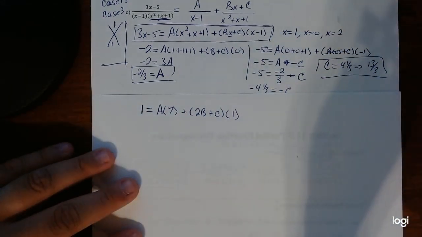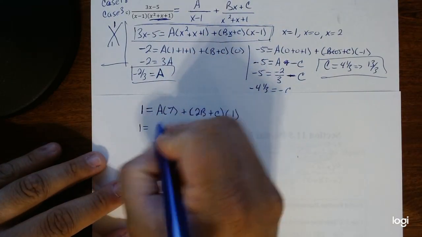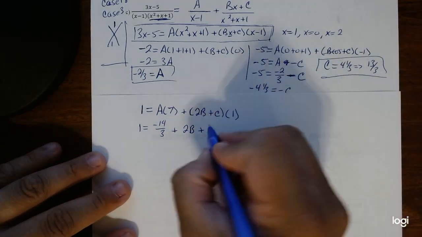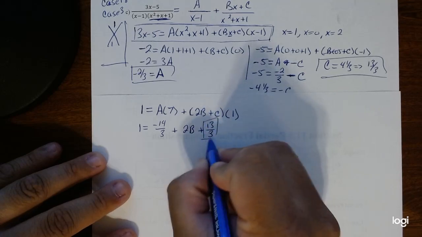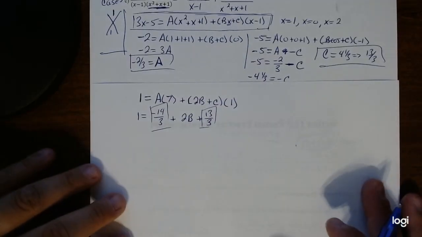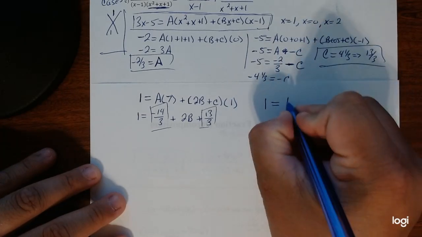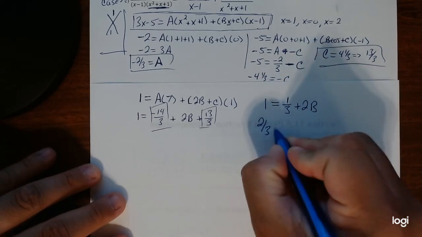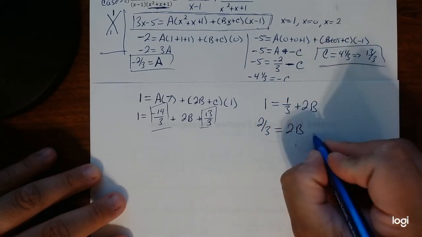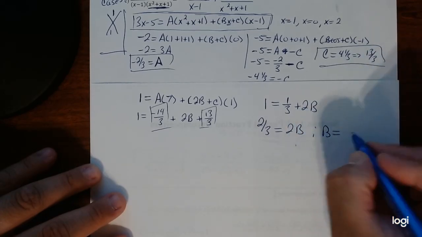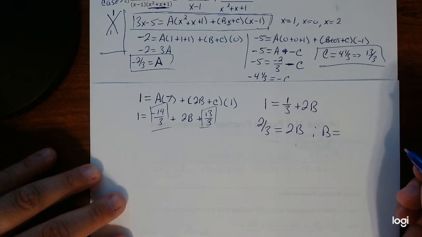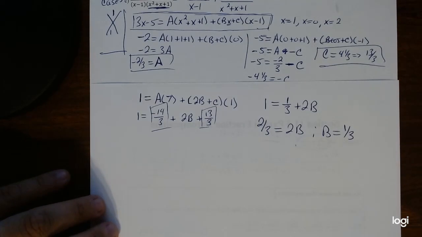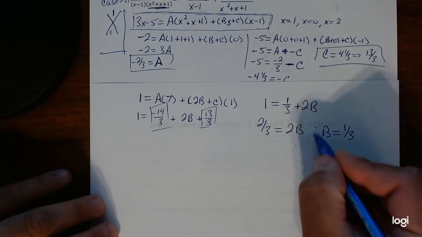Okay, and then we just plug in everything we know, right? So plug that in for a. That's going to be negative 14/3 plus 2b plus c, which is 13/3. And notice that's kind of nice. These already have common denominators, so we can just subtract them straight across. So you get 1 is equal to 1/3 plus 2b. Subtract it over, we get 2/3. Divide both sides by 2, and we get b is equal to 1/3, I believe. Yeah. So we got our a, b, and c.